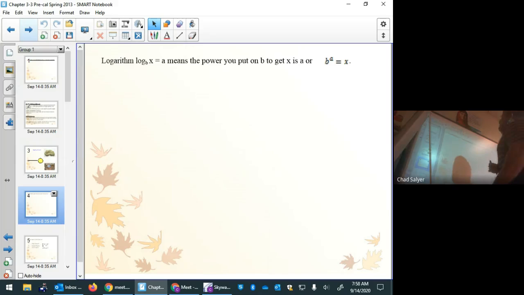So this is the definition of the logarithm, which you wrote down yesterday. Logarithm base b of x equals a, meaning the power you put on the base to get the argument is this a value. So the power I put on the base to get the argument is a.